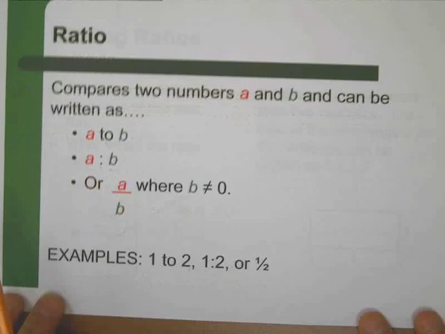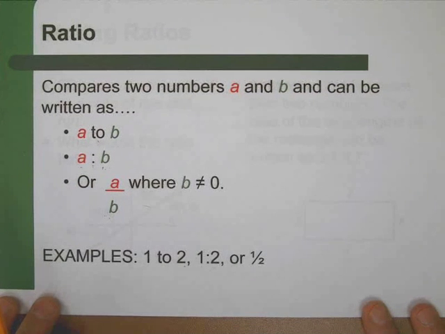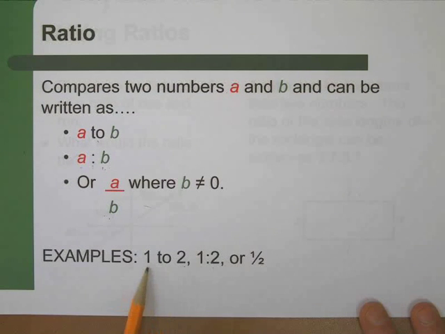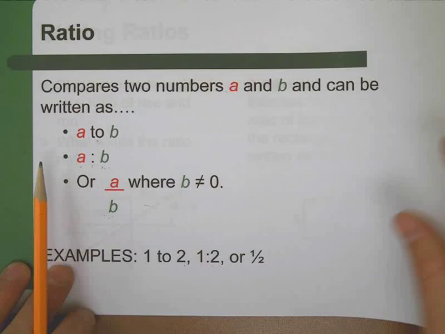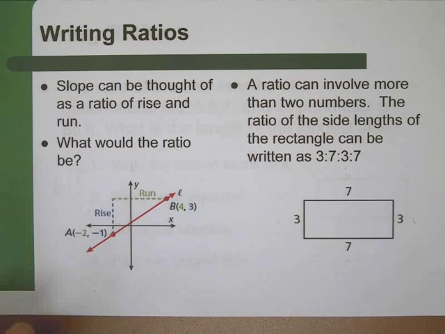So, examples. Maybe I say if I have a 1-to-2 ratio, I'm saying one thing is twice as big as the other. Then I can write it as 1 to 2 with the word "to" in there. I can write it as 1:2 with a colon, or I can write it as 1 over 2 as a fraction. So let's take a look at a couple of examples, some applications.